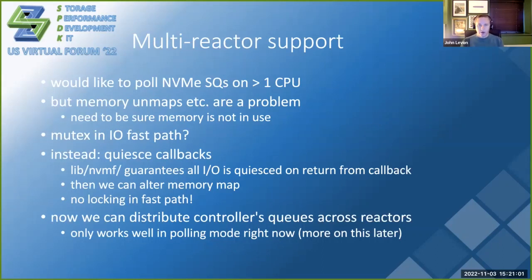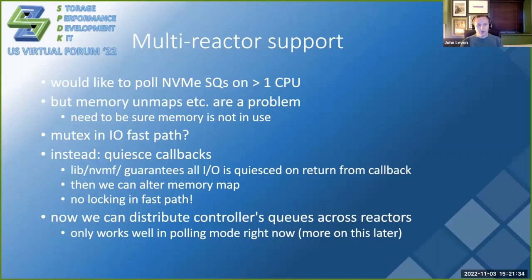So in general, for an individual NVMe controller, we would like to be able to pull the submission queues on more than one CPU to improve scalability. However, until recently, this was a problem because we need to unmap guest memory. And for that to happen, we need to be sure that that memory isn't currently being used by any I/O. For obvious performance reasons, we don't want to take any mutexes or anything in the fast path. So we need a fast solution to allow us to do this.